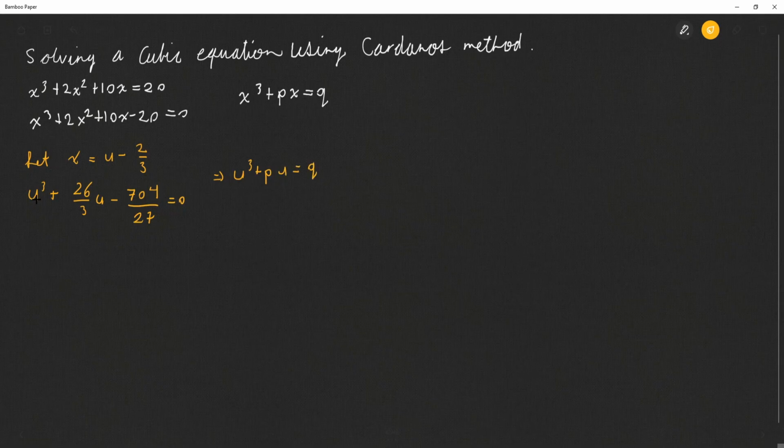And this is going to be our p, where it is 26 over 3, and our q is going to be equal to 704 over 27, because it becomes a positive q. If you look, it's u cubed plus pu, and the q is back on the right side. So we move this back over, giving us the positive value.